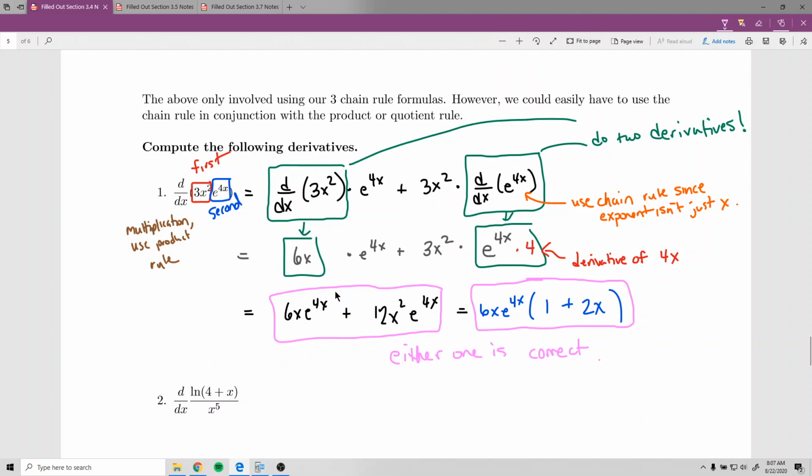All right, but I would at least get to here, I would at least simplify this part, the 3x squared times the 4 to the 12x squared. This makes it a little easier to type in the homework as well.